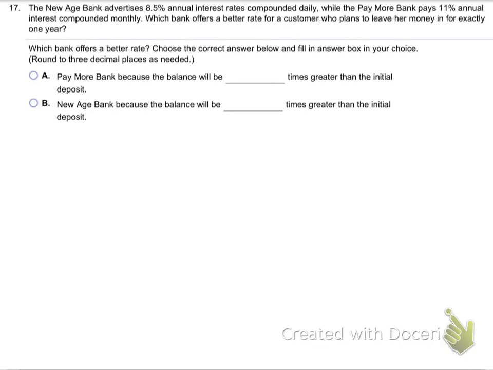Okay, problem number 17. Basically, a New Age bank advertises 8.5% interest, compounded daily. And Pay More, it's a funny name, Pay More, not Pay Less, but Pay More, banks 11% monthly. Which is better? Well, basically, here's the trick on this one. To figure out which of these is really a better deal, you might think right away, well, 11%, I mean, that's higher. What's the issue?